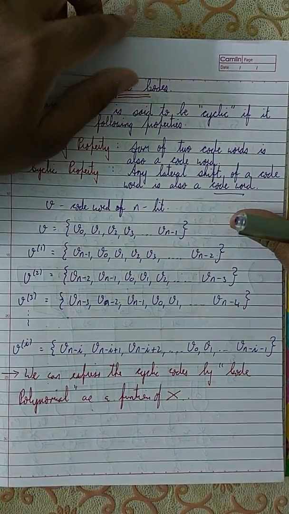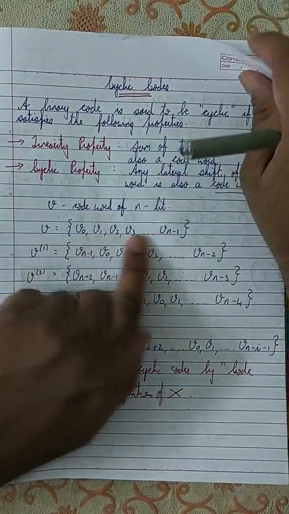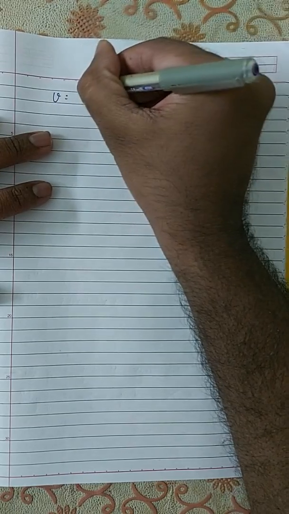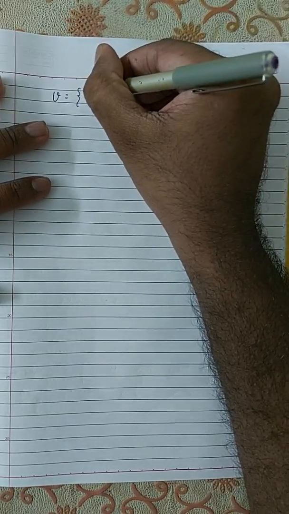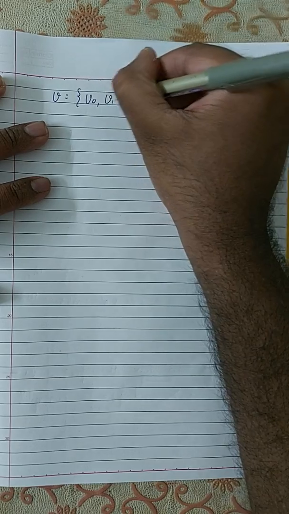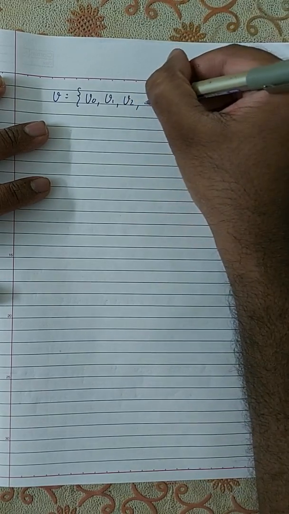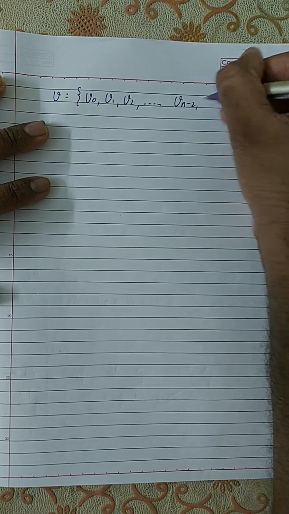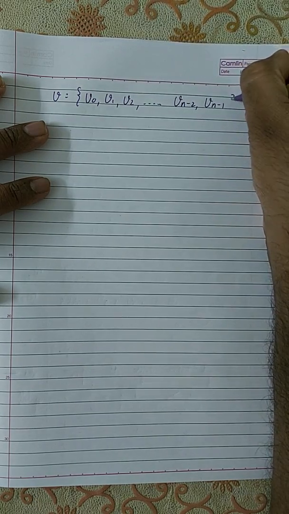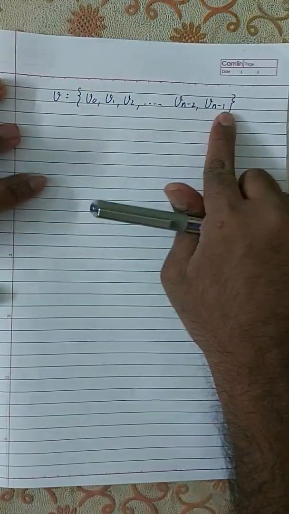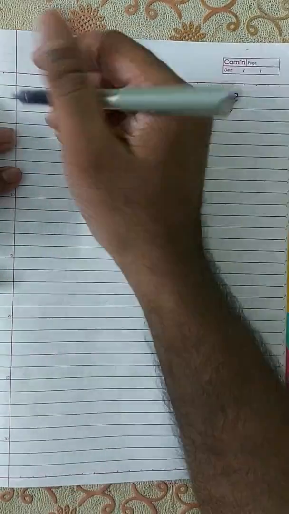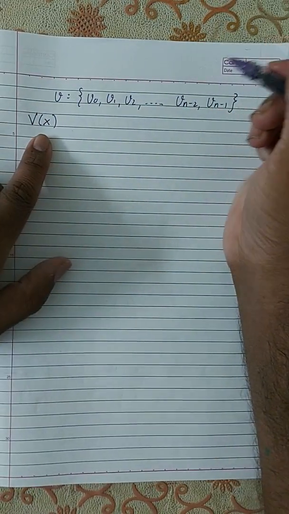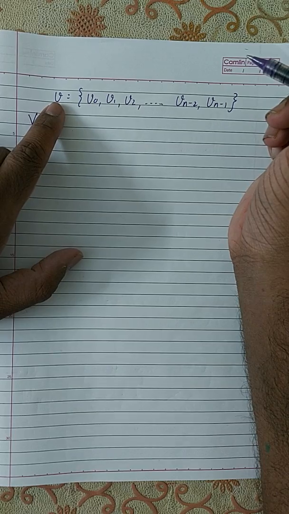For example, let me write the code word v again. We all know that v is a code word whose bits are given by v0, v1, v2, and it goes on up to vn minus 2, comma, vn minus 1. So let this be the code word. Then capital letter v of x is the code polynomial of the code word v.